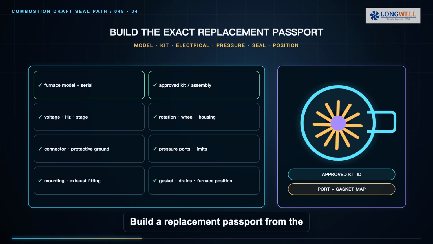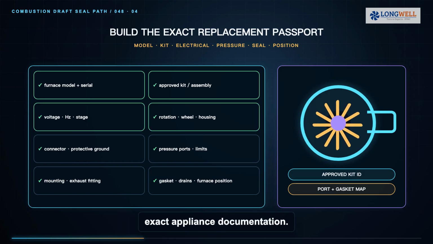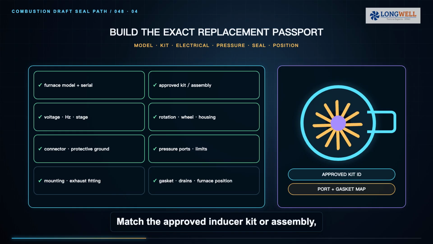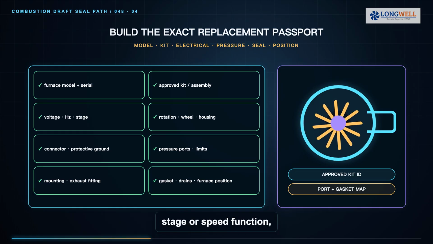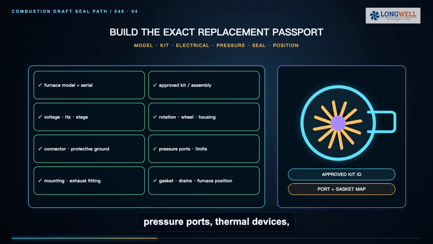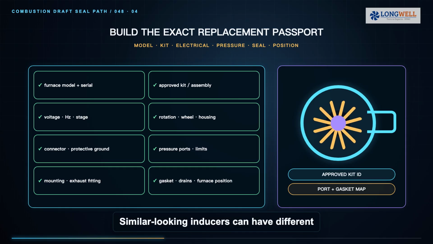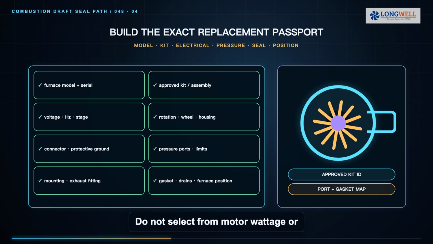Build a replacement passport from the exact appliance documentation. Match the approved inducer kit or assembly, supply voltage and frequency, stage or speed function, rotation, wheel and housing, motor connector and ground, pressure ports, thermal devices, mounting pattern, exhaust fitting, condensate orientation, gasket, and permitted furnace positions. Similar looking inducers can have different pressure performance and sealing geometry. Do not select from motor wattage or mounting diameter alone.